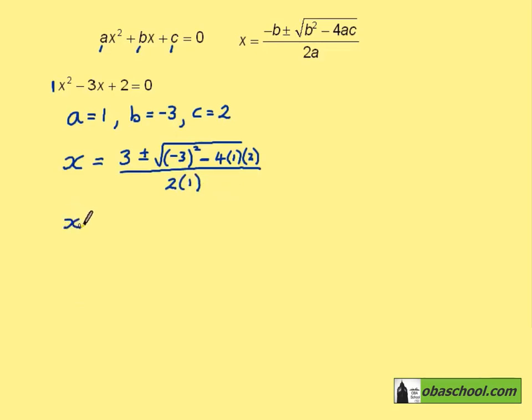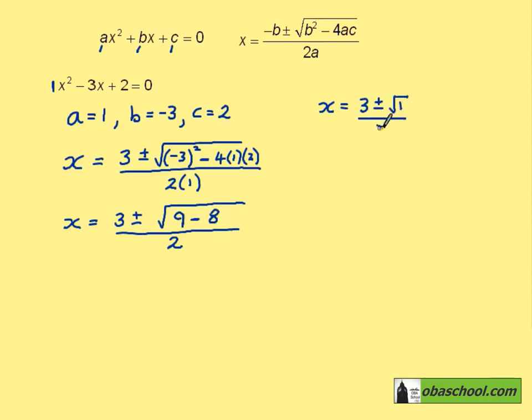So we have x is equal to 3 plus or minus minus 3 all squared is 9. 4 times 1 times 2 is 8, all divided by 2. So we have x equals 3 plus or minus the square root of 1, all over 2.